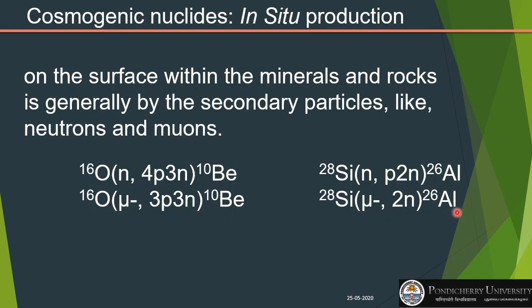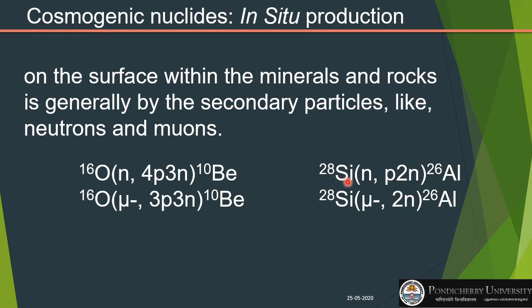And if you remember, we also talked about 26 aluminum produced in the atmosphere. There, the target nuclei were atoms of argon in the atmosphere. The same radioactive 26 aluminum can be produced by spallation reaction on the silicon isotope 28 silicon, which is present in all silicate minerals. These two elements, oxygen and silicon, are the most common elements.